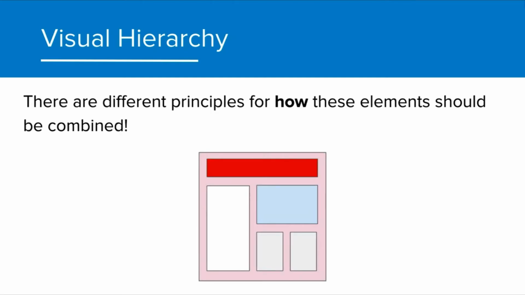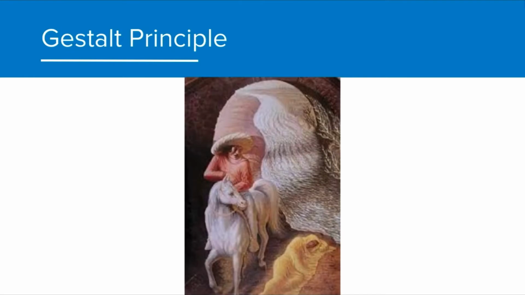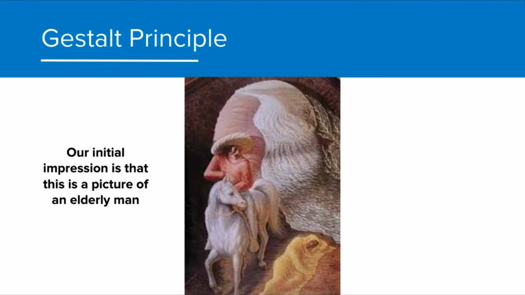While each individual element matters, there are different principles for how these different elements should be combined. Let's explore some of those now. The first principle that we're going to explore is the gestalt principle. To understand this principle, let's look at this image. When we first look at this image, what do we see? Our initial impression is that this is a picture of an older man.